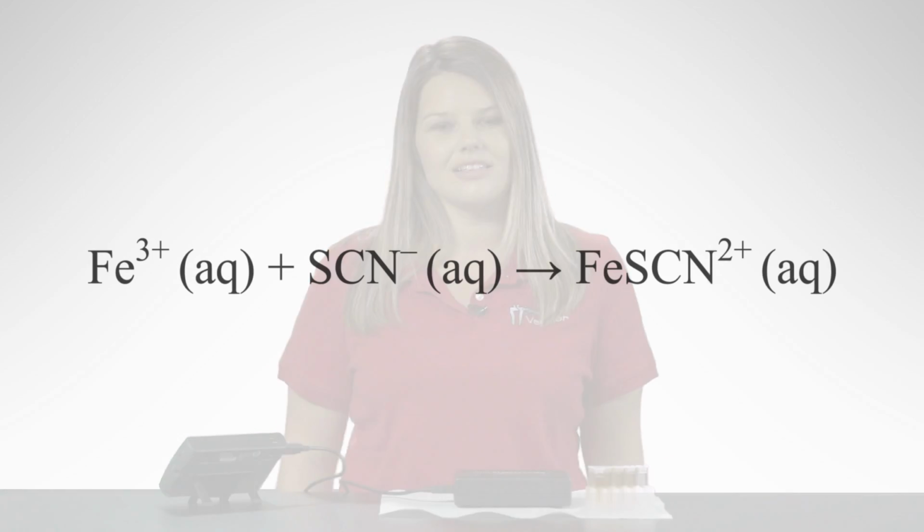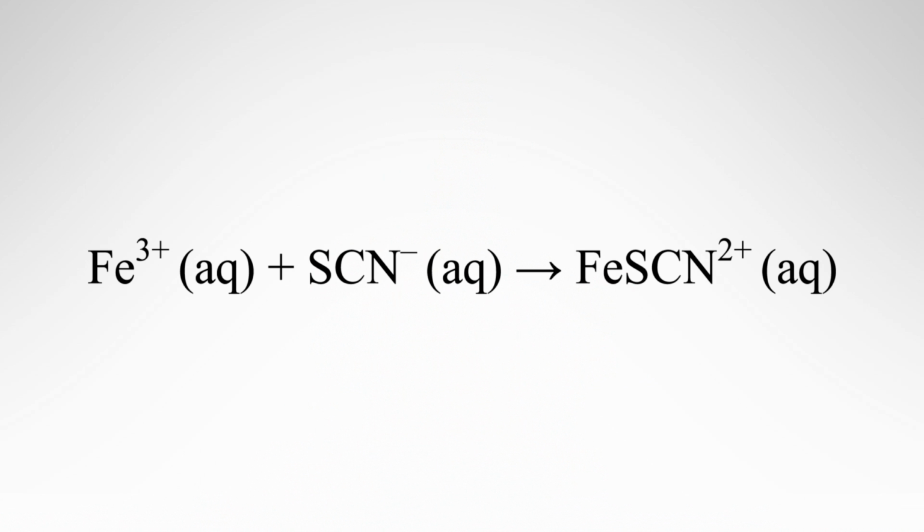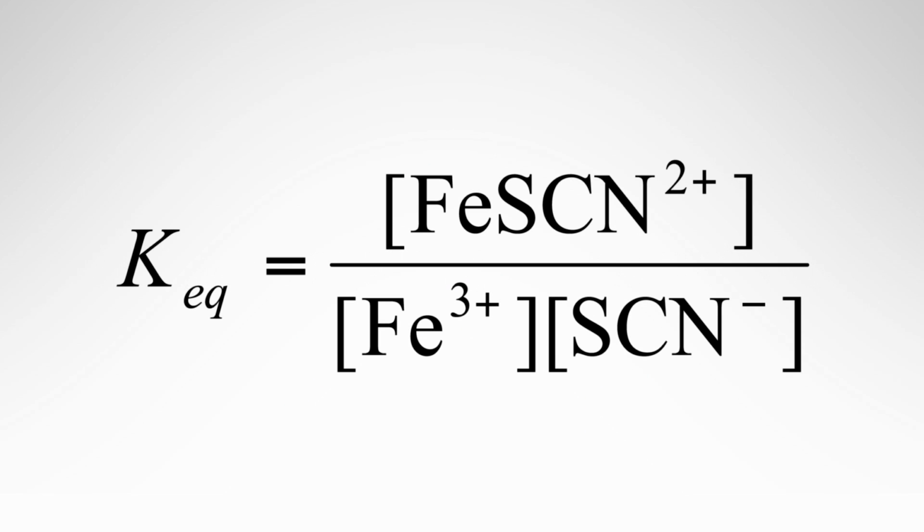This video is demonstrating experiment 10 from Advanced Chemistry with Vernier, entitled The Determination of an Equilibrium Constant. Today we're going to be determining the equilibrium constant between a reaction of iron 3 ions and thiocyanate ions. The net ionic equation is shown here. We're going to be determining the equilibrium constant, or KEQ, with this equation.